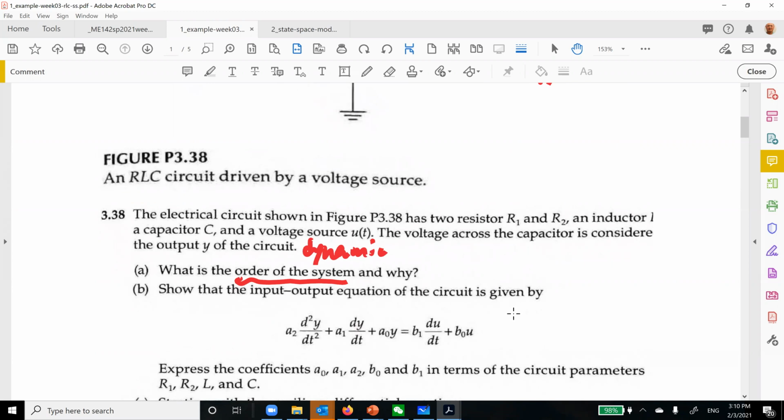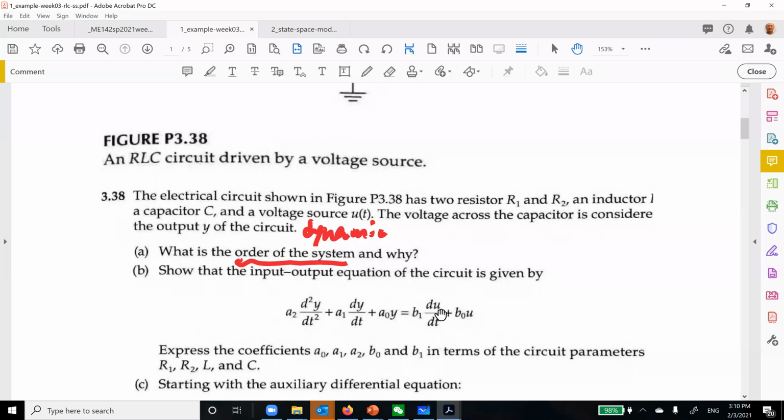So this is the first question. You think about it. I'll give you an answer in a minute. The second question is, can we try to find out the high order dynamics between U, the input, and Y, the output? And what are the A2, A1, A0, B1, B0? What are those? Okay, how to derive that?